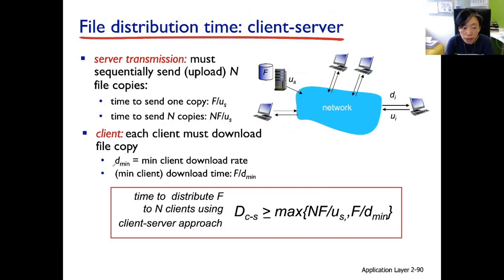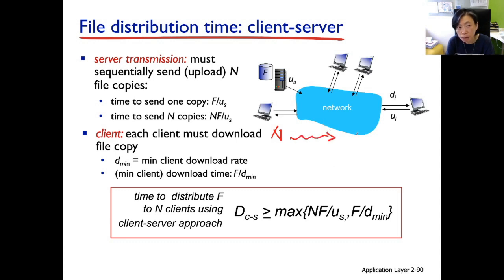Now, the client carrying the minimum download rate, let's assume the value is d_min. Therefore, the download time is F over d_min. The smaller the d_min is, the longer the download time is. So again, in case the server is the bottleneck, the overall distribution time will be bounded by this term. If the client is the bottleneck, the overall distribution time will be bounded by F over d_min.